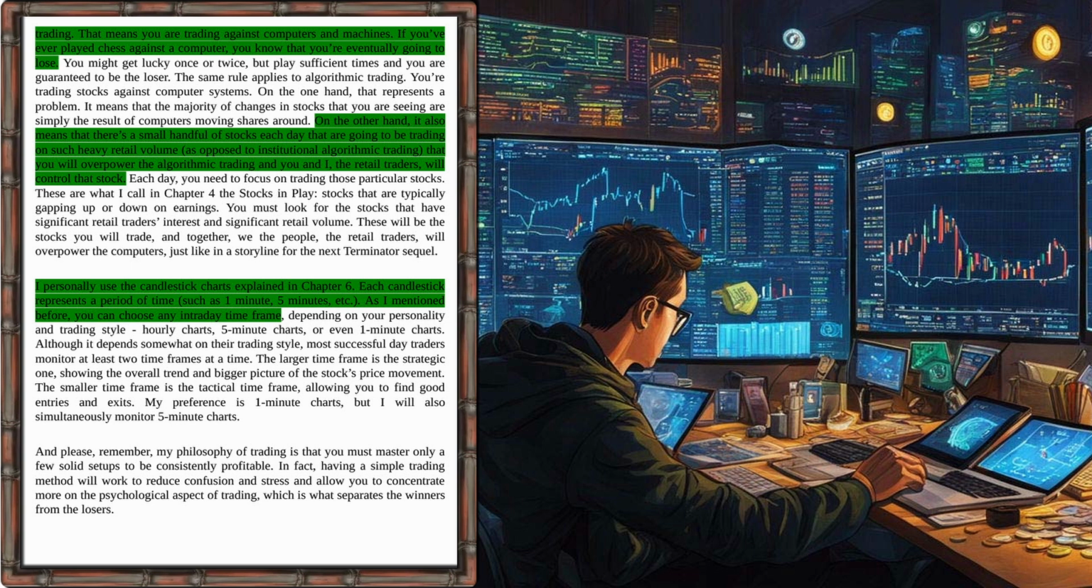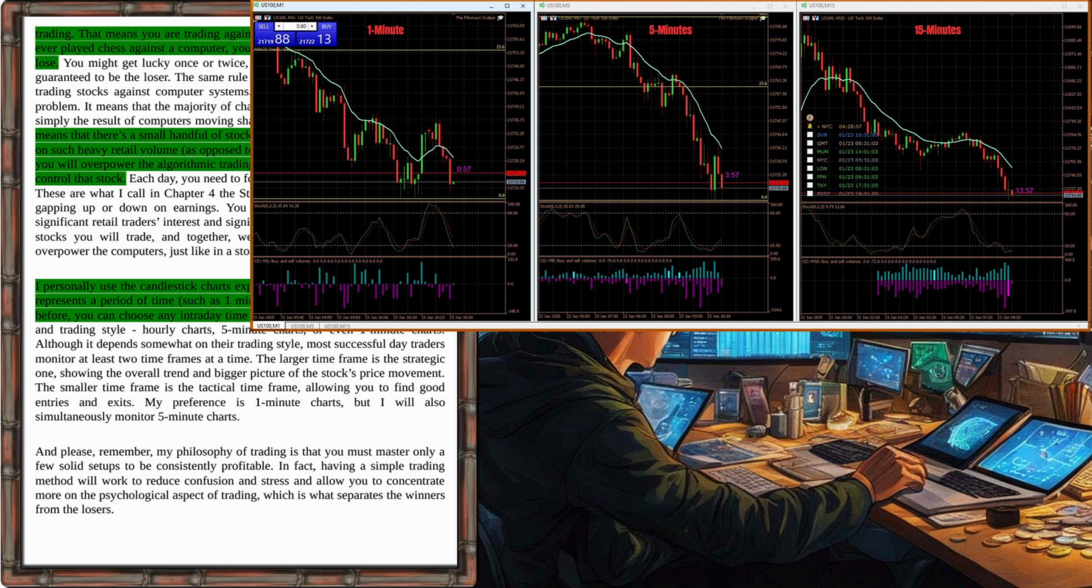Although it depends somewhat on their trading style, most successful day traders monitor at least 2 time frames at a time. The larger time frame is the strategic one, showing the overall trend and bigger picture of the stock's price movement. The smaller time frame is the tactical time frame, allowing you to find good entries and exits. My preference is 1-minute charts, but I will also simultaneously monitor 5-minute charts.